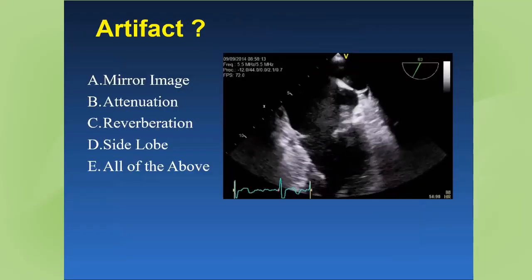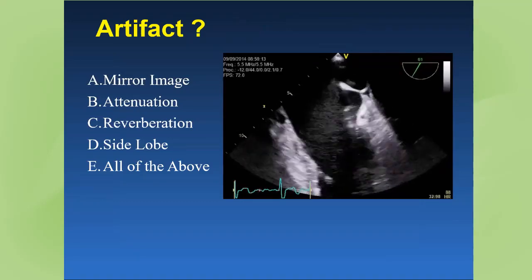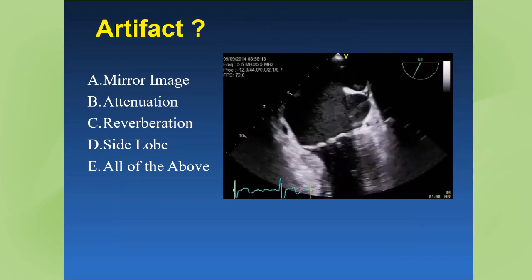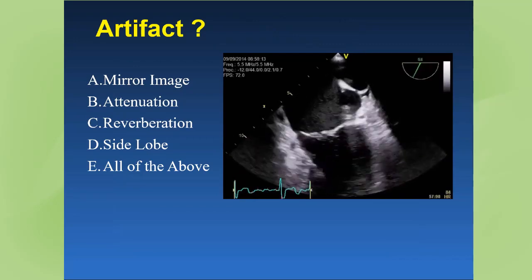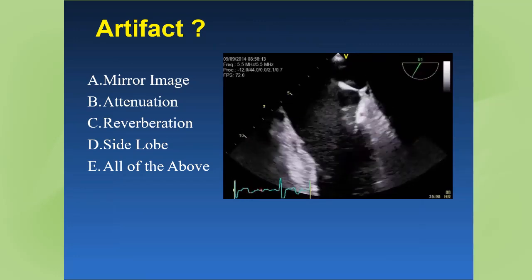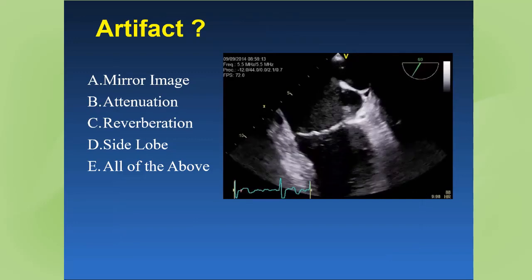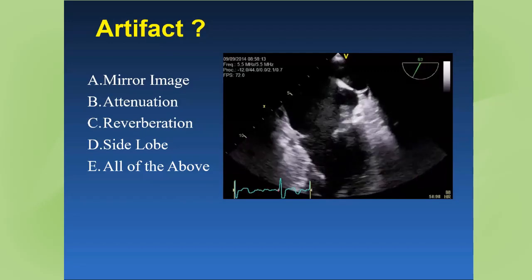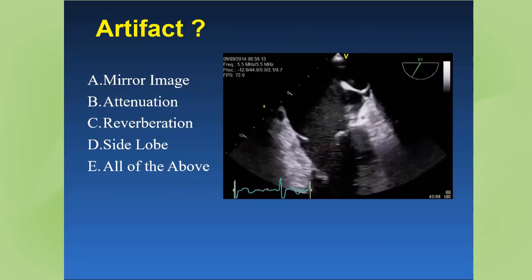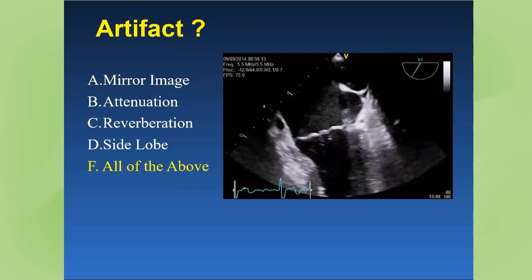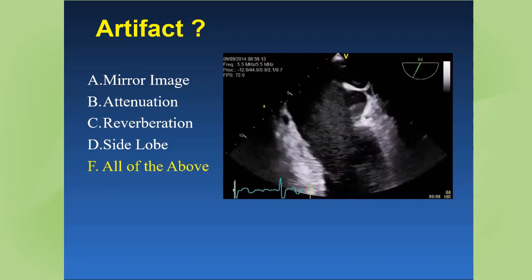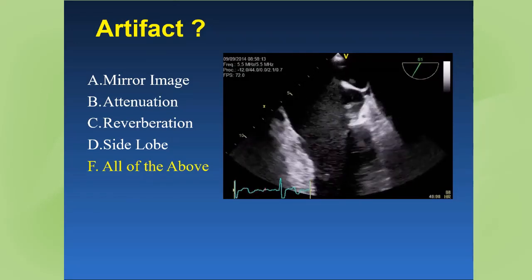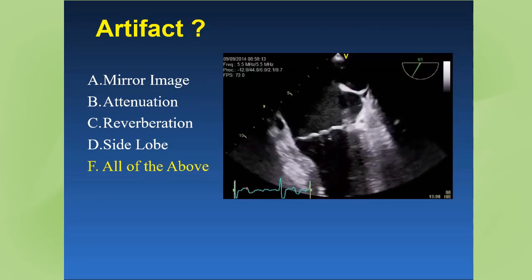Okay, so let's revisit our initial image that we started with, our transesophageal echo. We're looking at the left upper pulmonary vein, the ligamentum marshall, the left atrial appendage, and the mitral valve. What artifact is seen here? Mirror image, attenuation artifact, reverberation artifact, side lobe, or all? And all is the right answer, almost always. Mirror image: we see the tip of the ligamentum marshall, the Q-tip sign. We see the tip of it equidistant down below the ligamentum marshall from the transducer. So that's the mirror image artifact.